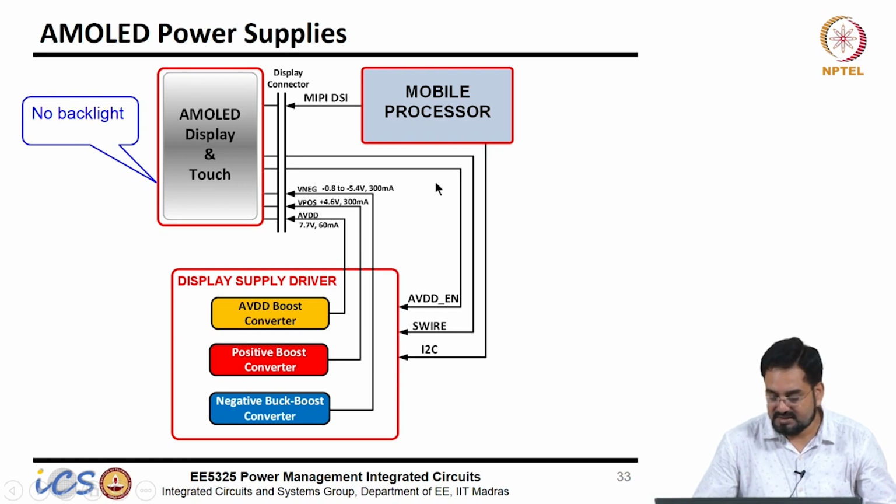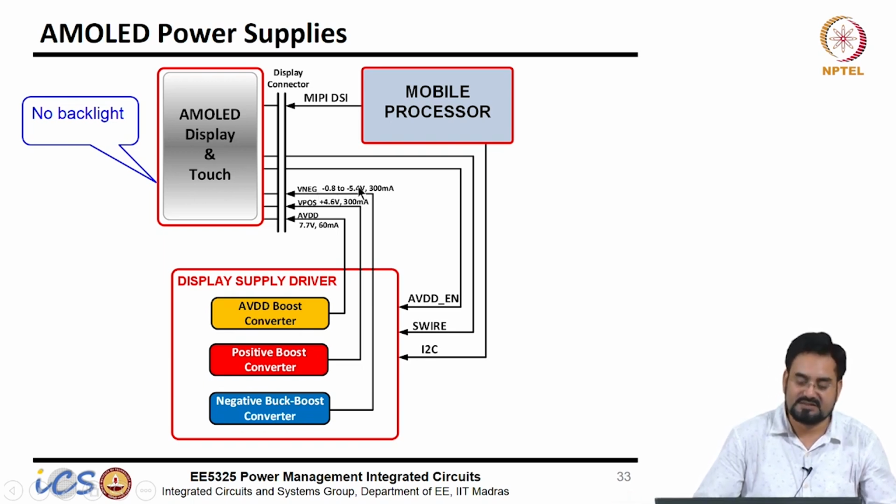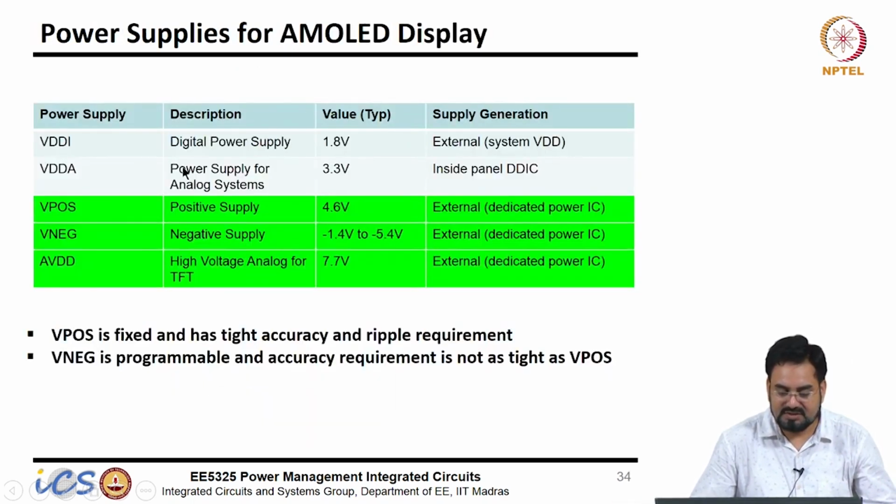Again, the control signal comes from the display, to turn on and off, and this S wire, I will talk about it, is a serial single wire interface which is used to control, or vary, this voltage. So these are the supplies. The number of supplies we require is less compared to LCD here.